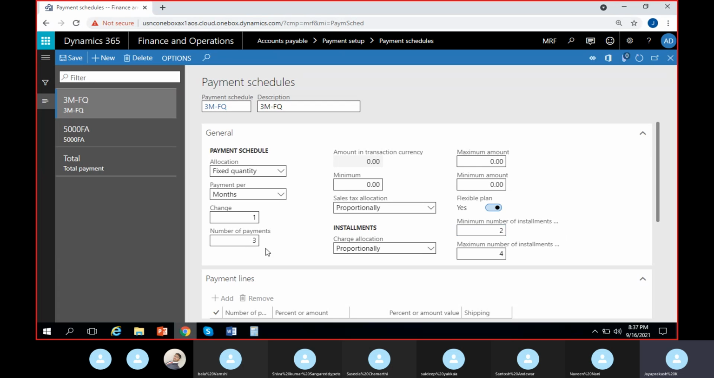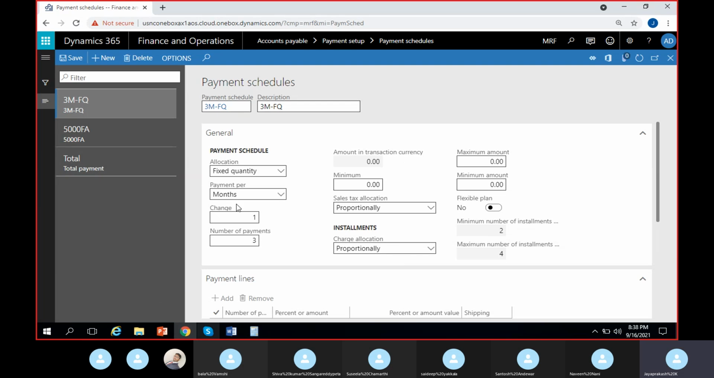We normally agreed on 3 payments, right? So I also gave a flexibility that you can either pay in 2 payments rather than 3, or else you can also pay in 4 payments. If we have this kind of flexibility on the plan, we can use this option. If not, there is no need of using this option. And if you disable this, there is no flexibility. So that's about this fixed quantity.